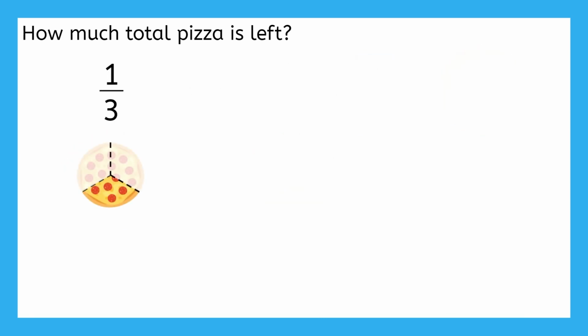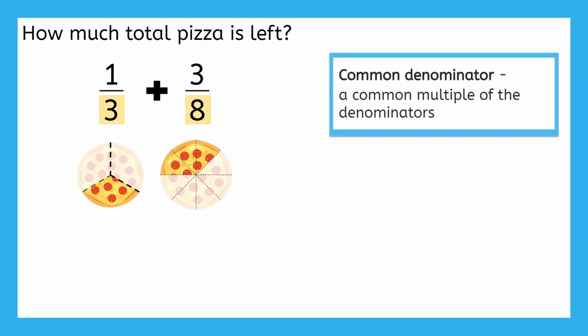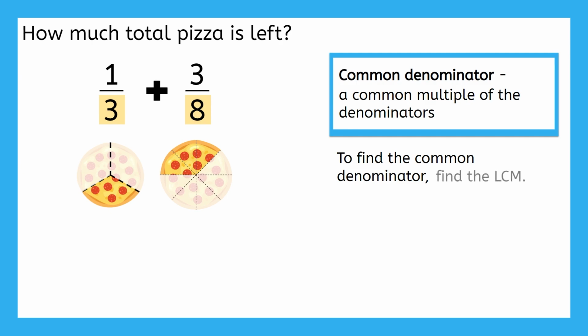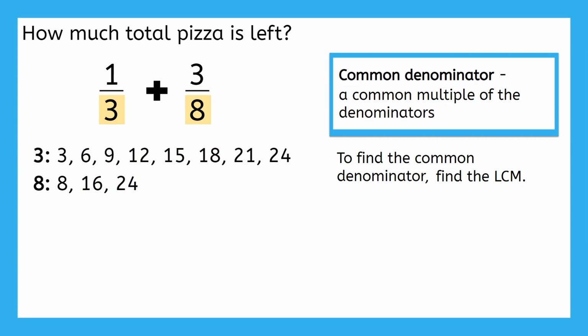If Jordan has 1/3 of her pizza remaining, and I have 3/8 remaining, we can determine the total pizza left by adding these together. These fractions need to have a common denominator before we can add them. The common denominator of 2 or more fractions is a common multiple of those denominators. So to find the common denominator of 1/3 and 3/8, we need to find the least common multiple, or LCM, of 3 and 8. Based on the multiples of 3 and the multiples of 8, the LCM of 3 and 8 is 24.